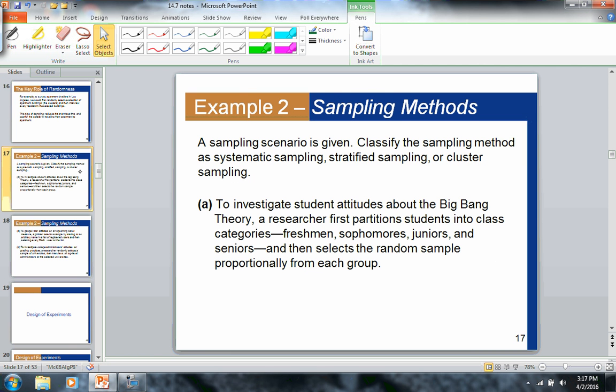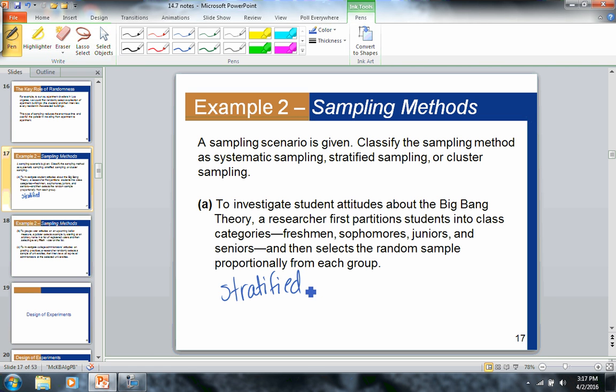Okay, so let's look at example 2 here and see if we can figure out what type of sampling method is being used. So we're going to have A, B, and C. They're going to give us a scenario and we're going to say what type of sampling method it is. So for part A, to investigate student attitudes about the Big Bang Theory, a researcher first partitions students into class categories, freshmen, sophomores, juniors, and seniors, and then selects a random sample proportional from each group. So that is going to be stratified.